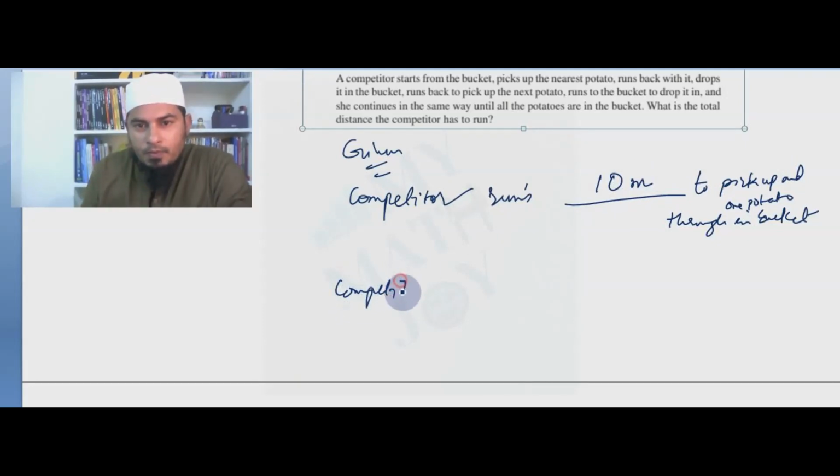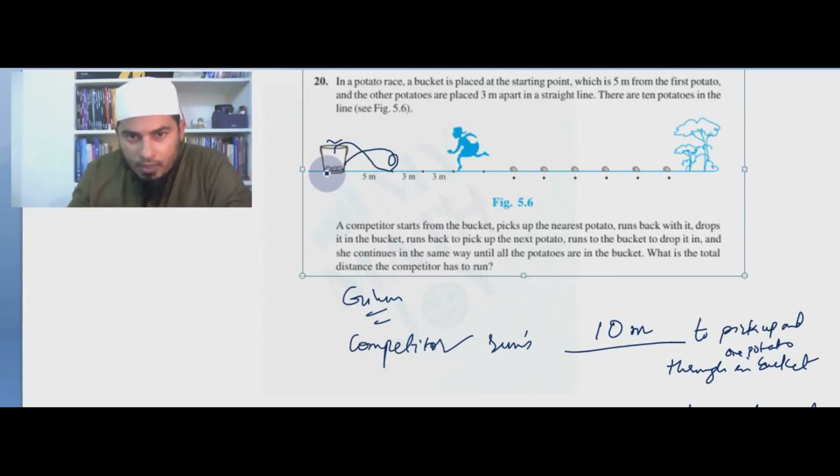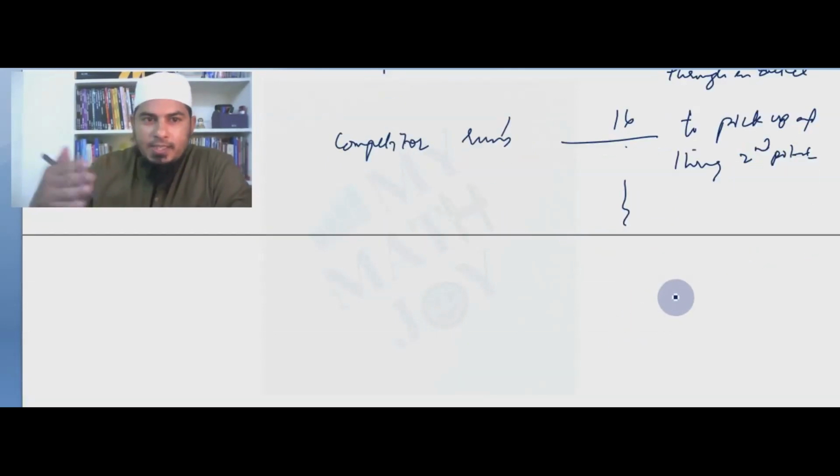The competitor runs to pick up and throw the second potato. Now if you observe, the competitor is moving from here 5 and then 3, 8, and coming back 8, so it is 16. In a similar fashion, there is an increment of 6 meters for each successive potato picked and dropped into the bucket, so the third potato will be 22 meters.